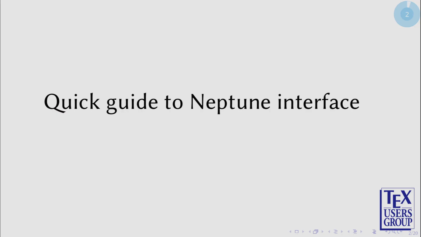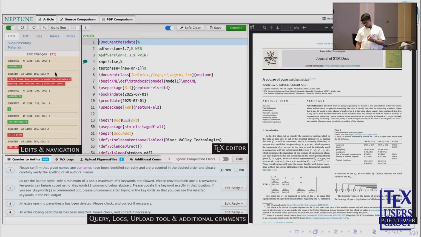Today I'm going to talk about the implementation of tagged and accessible PDF in Neptune. Neptune is an online LaTeX tool for authors, a proofing tool, and it was released, to be precise, in November 2018.